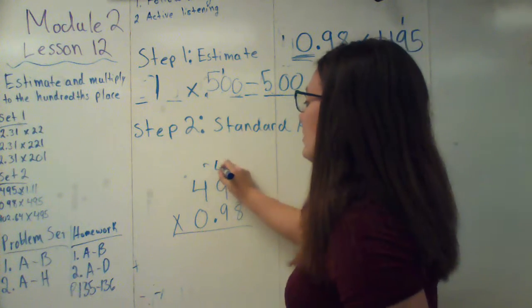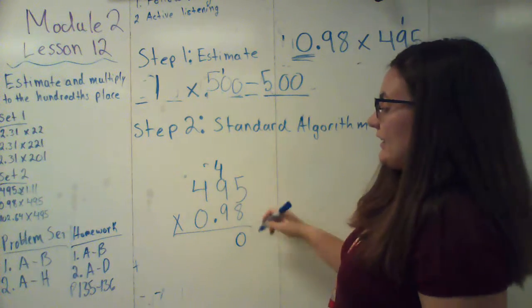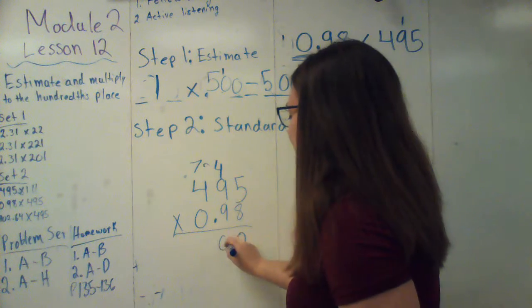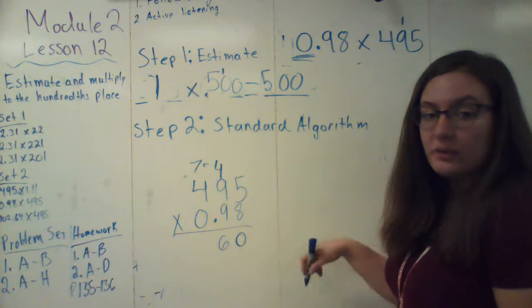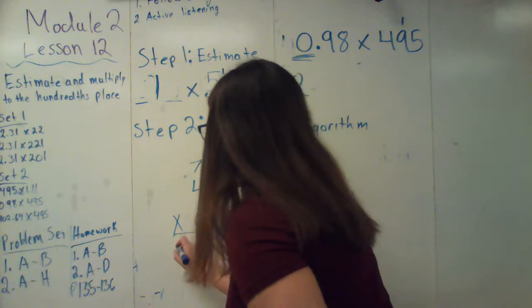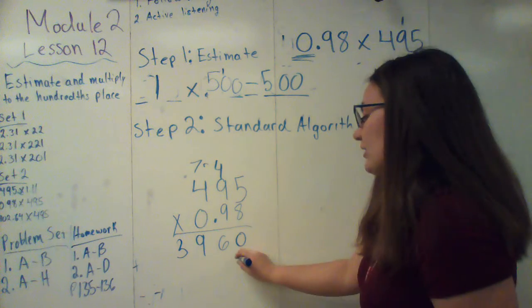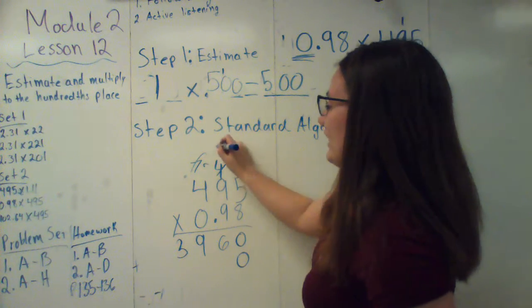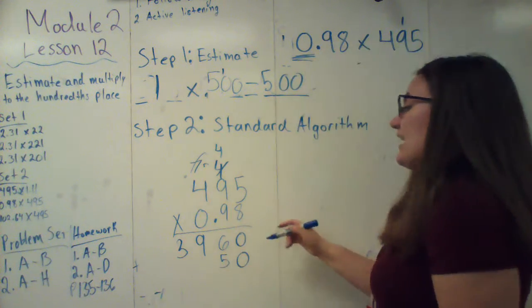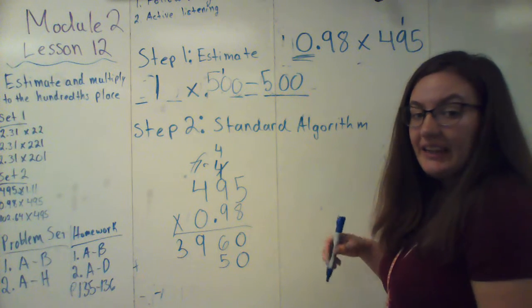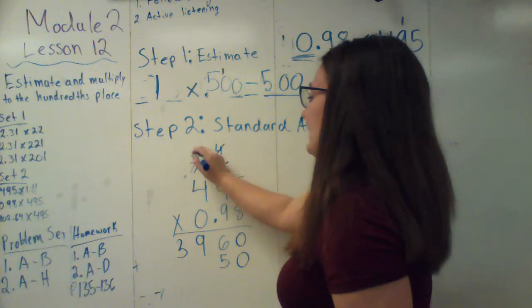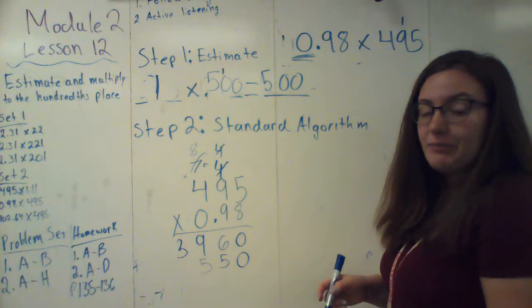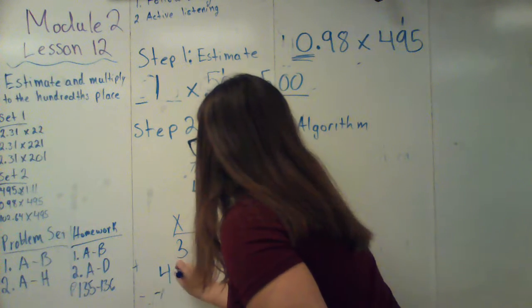So I have 8 times 5, which is 40. 9 times 8 is 72 plus 4, which would be 76. Then I had 8 times 4, which is 32, plus 7 is 39. Then I need to add a 0, and make sure you cross off those numbers that you use. Then I do 9 times 5, which is 45. And then I do 9 times 9, which is 81, plus 4, which is 85. Then I do 9 times 4, which is 36, and 36 plus 8 is 44.